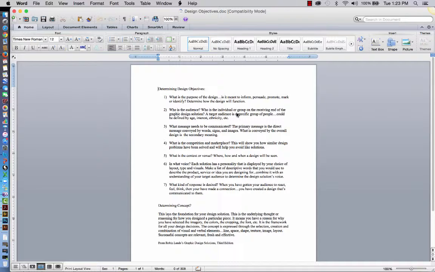Number 6, in what voice? Every solution has a personality. It's displayed by your choice of layout, your choice of type, and visuals. Actually, this is very helpful to me: make a list of descriptive words that you'd use to describe the product or the service or the idea that you're designing for. And then this helps with your understanding of your target audience. It helps you to determine what the design solution's voice is.